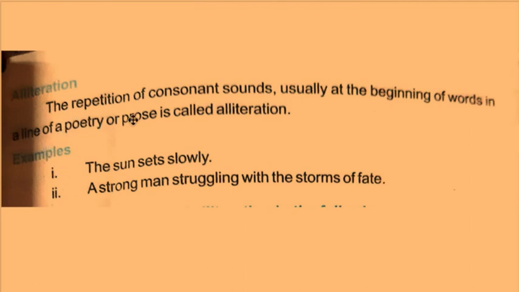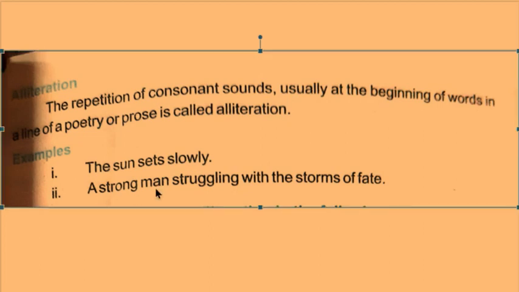Alliteration. The repetition of consonant sounds, usually at the beginning of words in a line of poetry or prose, is called alliteration. For example, the sun sets slowly. A strong man struggling with the storms of fate.